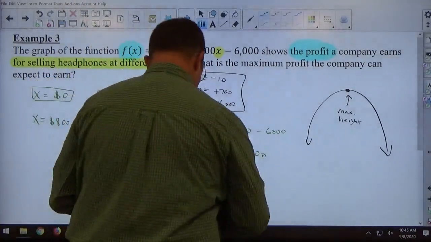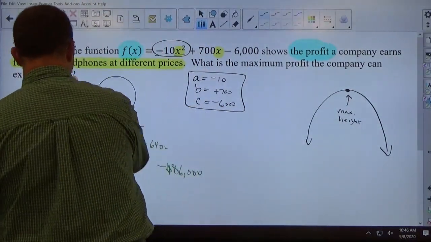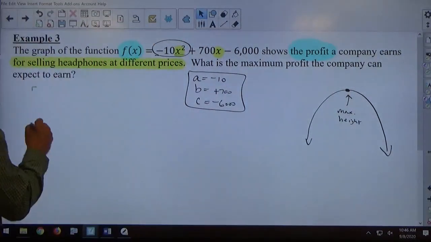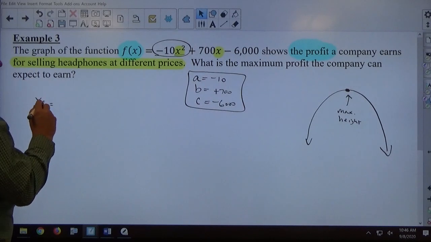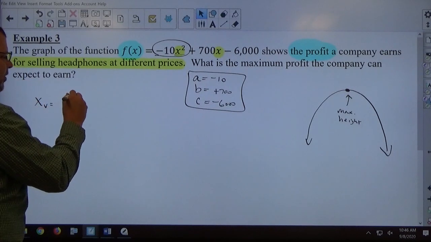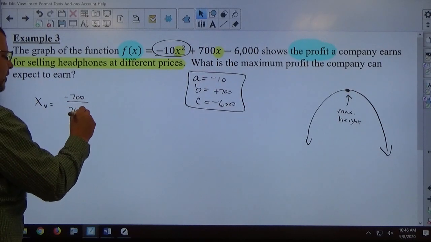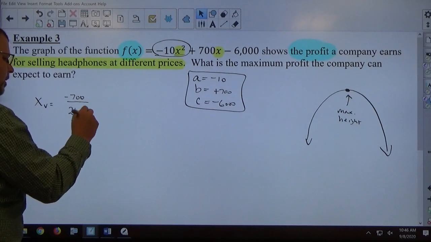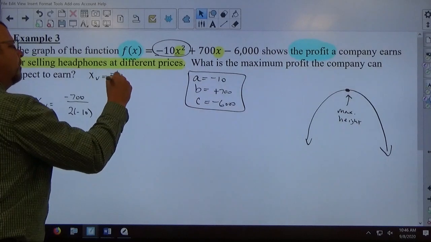So, I'm going to erase all this stuff. And this wasn't necessary to do, just kind of getting a feel for how the equation worked. If I want the x-coordinate of my vertex, I'm going to do the opposite of B, which would be negative 700 over 2 times A, that's 2 times negative 10. Again, it's just the vertex formula, negative B over 2A.